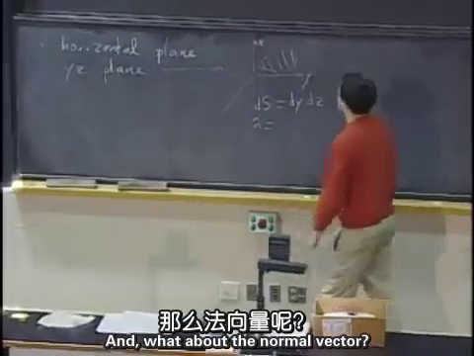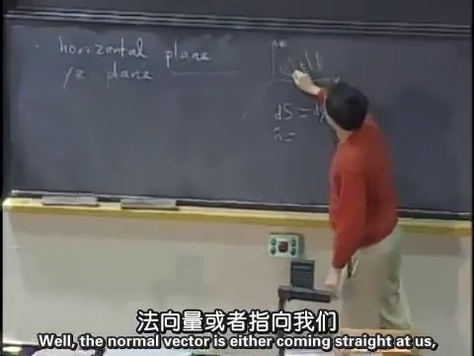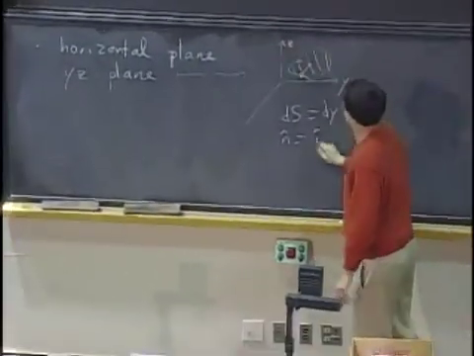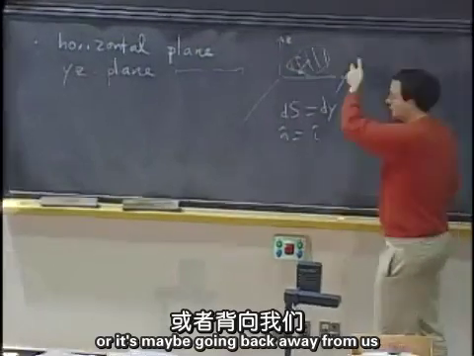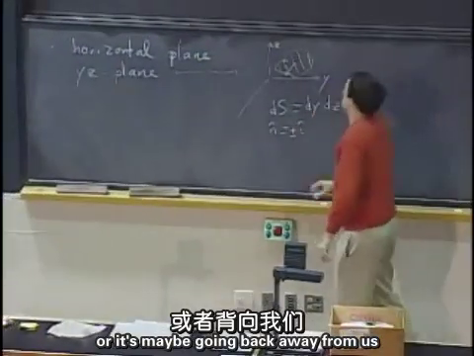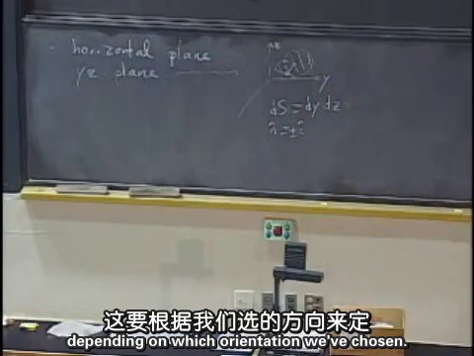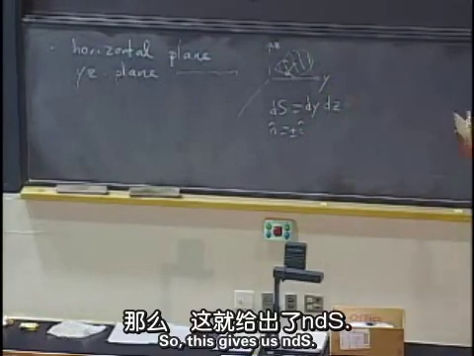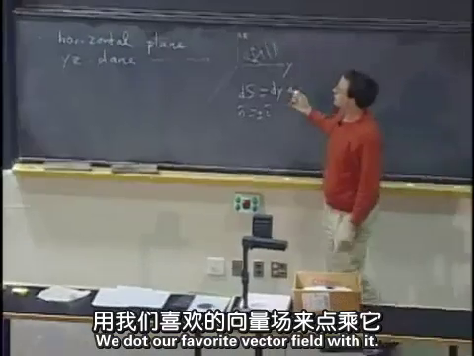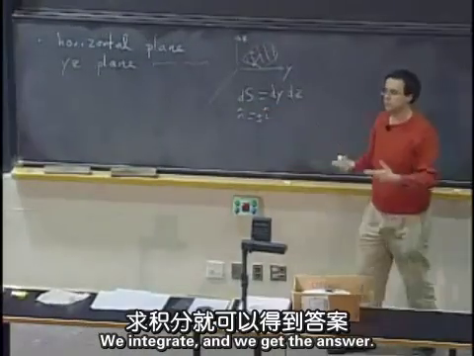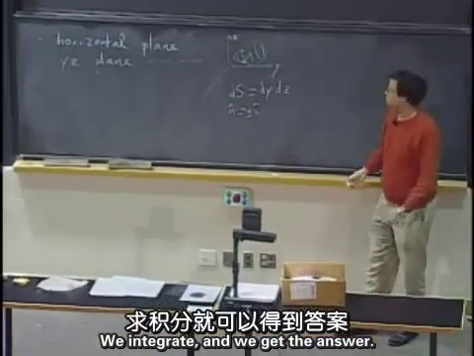And what about the normal vector? Well, the normal vector is either coming straight at us, or it's going back away from us, depending on which orientation we've chosen. So this gives us n dS. We dot our favorite vector field with it, we integrate, and we get the answer.